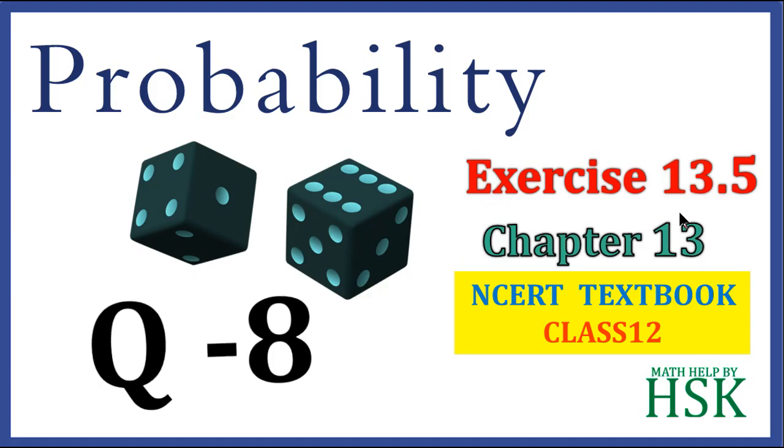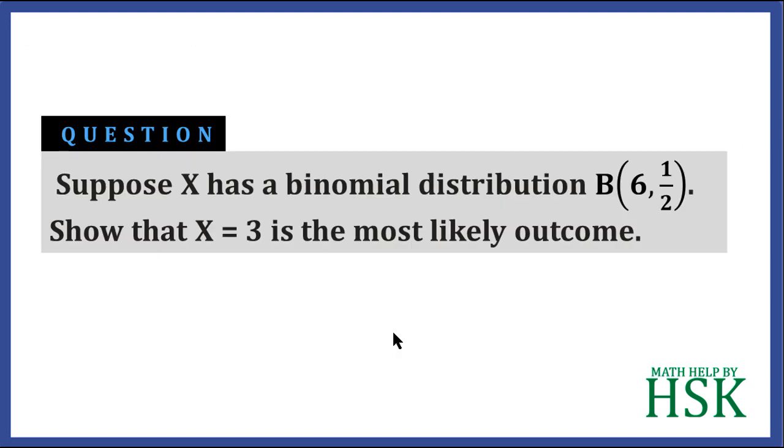This is question number 8 of exercise 13.5 from the chapter Probability. The question is: suppose X has a binomial distribution B(6, 1/2). Show that X = 3 is the most likely outcome. So in this question we have been given this binomial distribution.